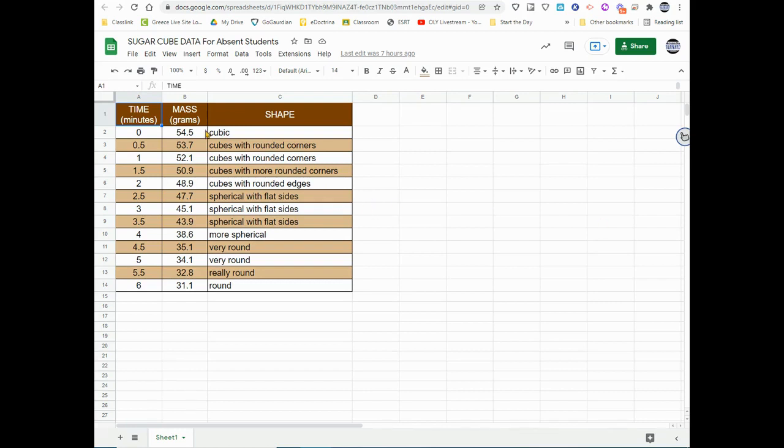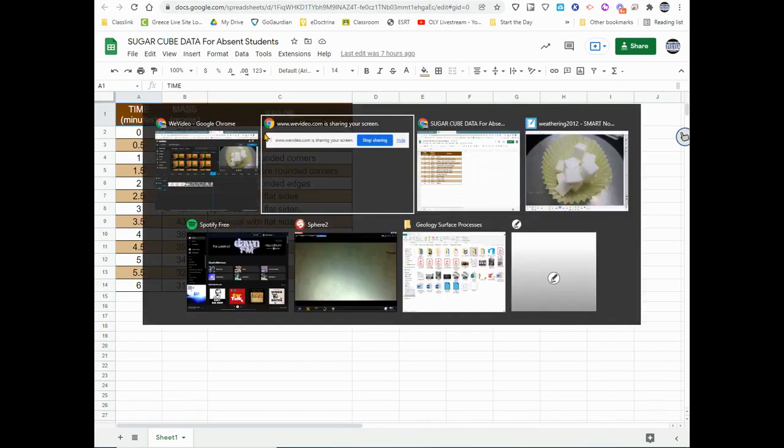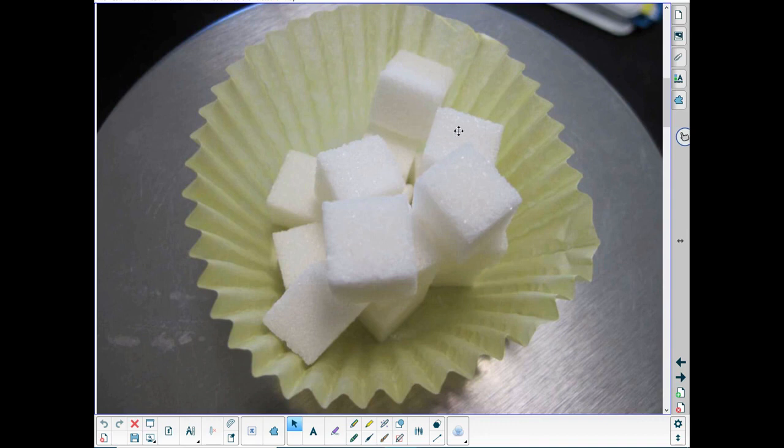So you could see here at time 0, we massed the sugar cubes and they were 54.5 grams. At that time, the shape was cubic. They looked like this. We could see that the sugar cubes were still cubes.